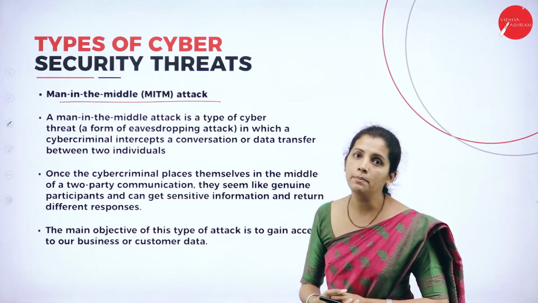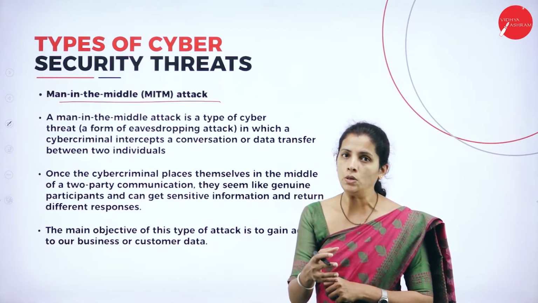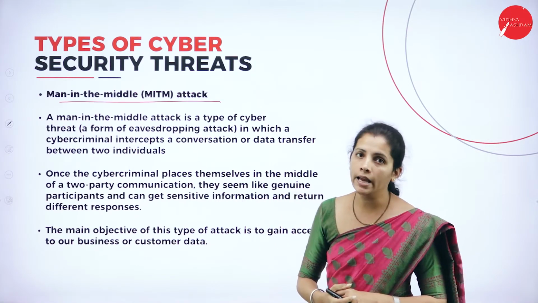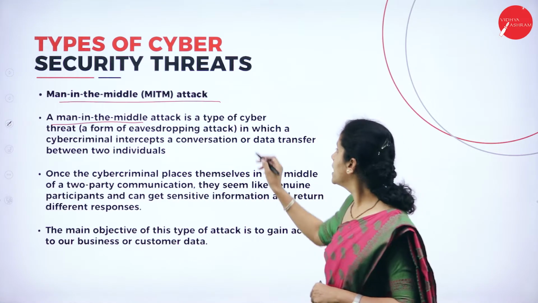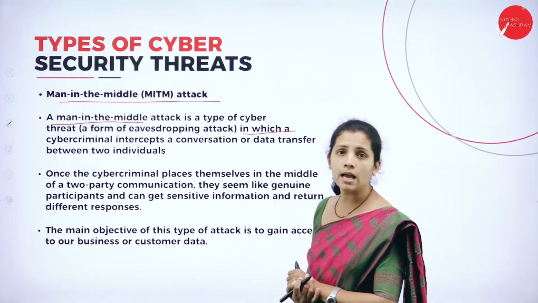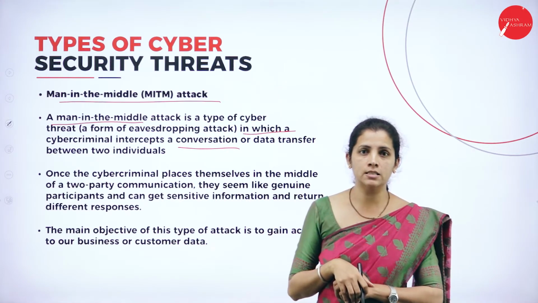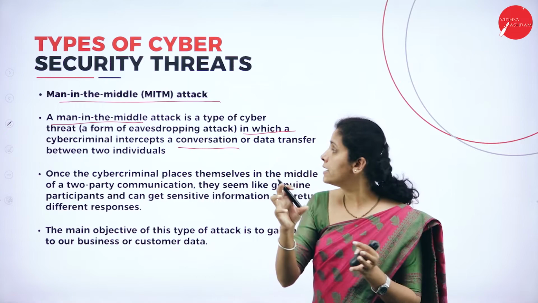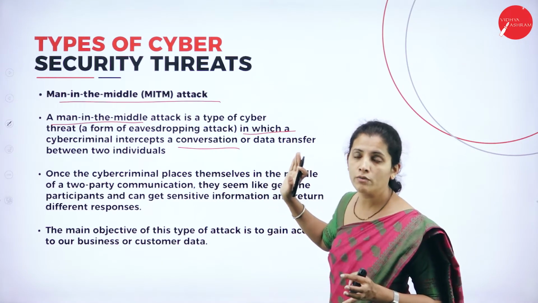So what is this man in the middle? There is one third party, and who is that third party? That is none other than the intruder. And what is the job of the third party? It is to gain access to the target machine. So a man in the middle attack is a type of threat in which a cyber criminal, intruder or hacker intercepts a conversation or data transfer between two individuals. That means while data is being transferred from sender to receiver, the third party, that is nothing but the cyber criminal, is responsible for intercepting the conversation.